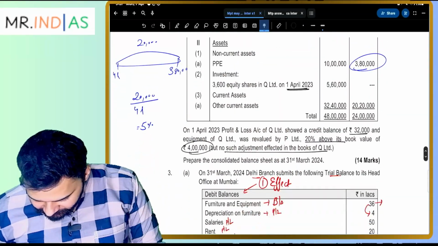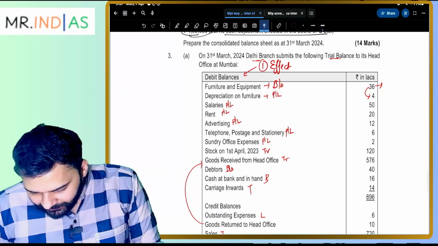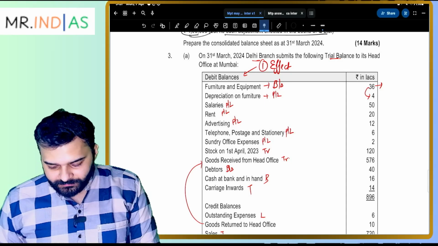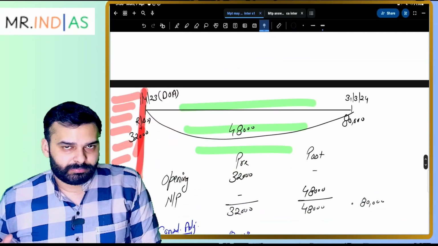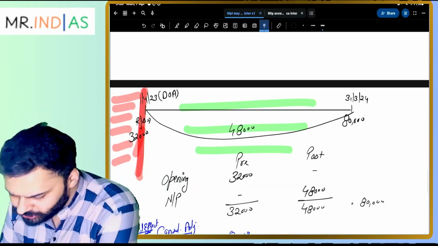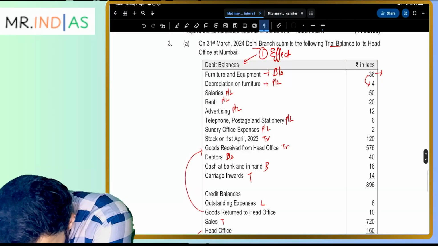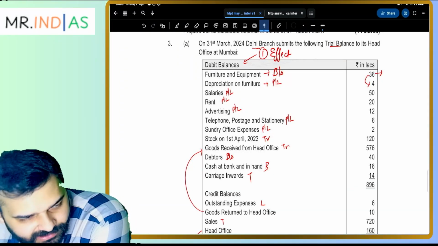Now coming to the next question. On 31st of March 24, the Delhi branch submitted the following trial balance to its head office at Mumbai. You have to prepare the trading and profit and loss account for the Delhi branch. It is a so simple question. Anything that is inside the trial balance has a single effect. Anything that is outside the trial balance has a dual effect.